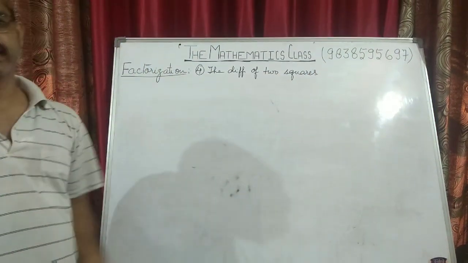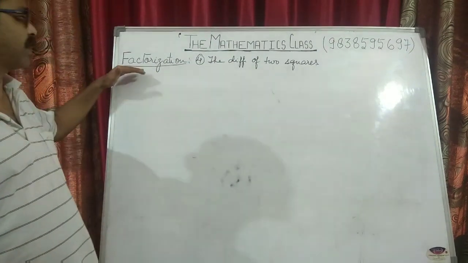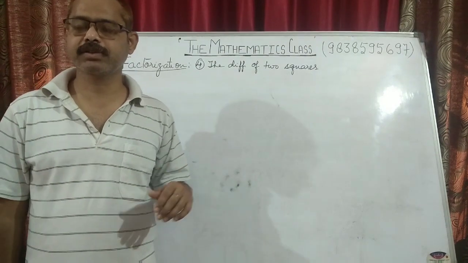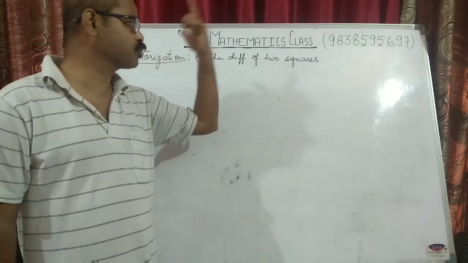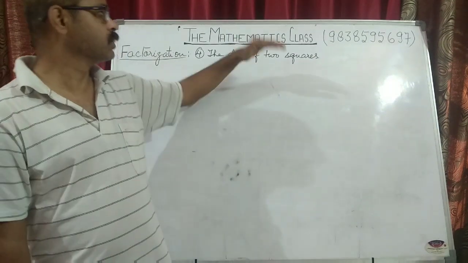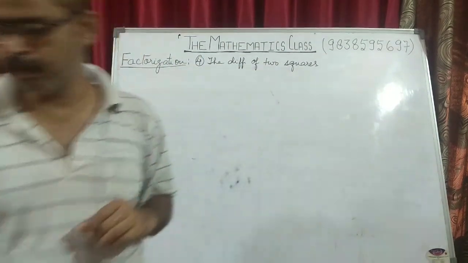This class is in continuation with the previous class that was about factorization. In that we have discussed three different ways of factorizing. Now the next one is the difference of two squares. How to factorize the difference of two squares. So this topic I am illustrating by taking one example.